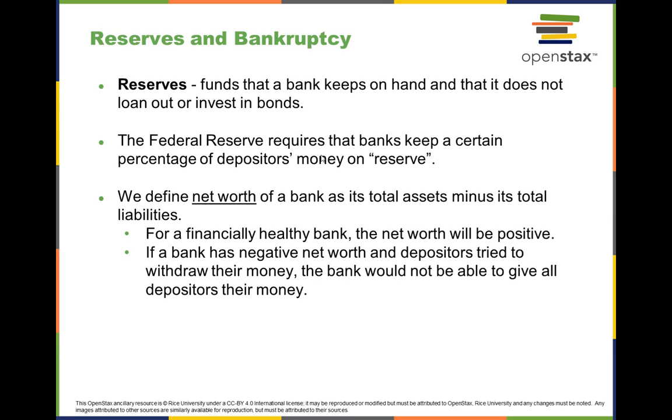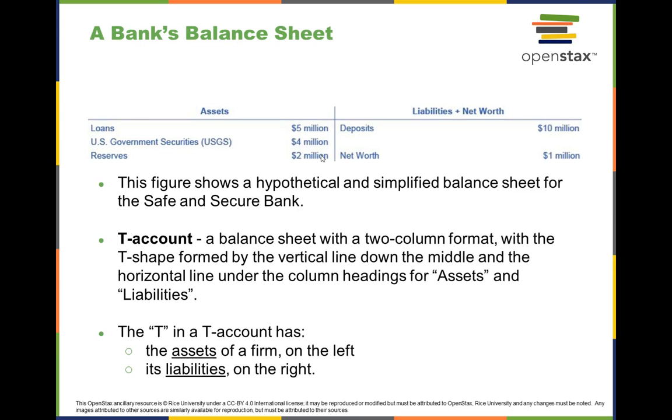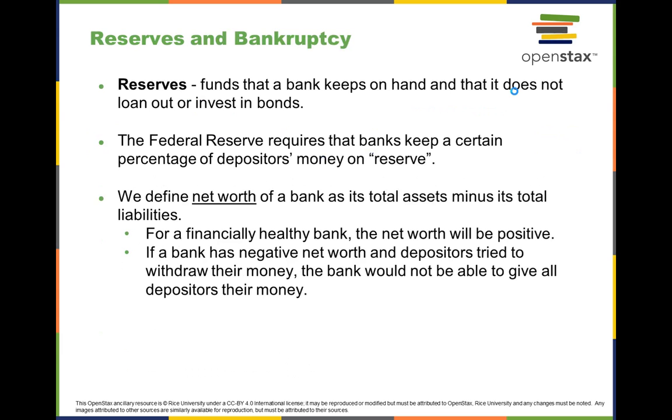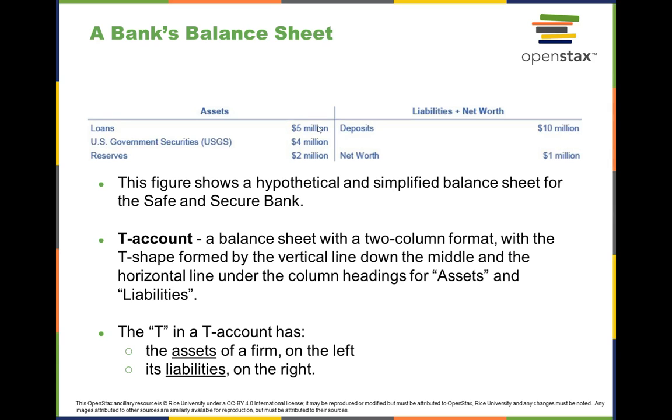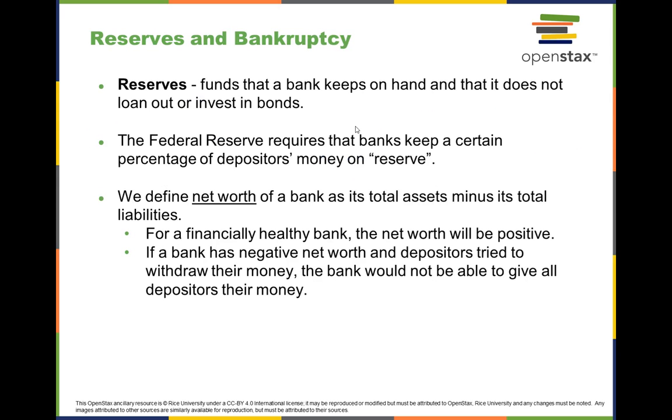Net worth of a bank is its total assets minus its total liabilities. For a financially healthy bank, the net worth will be positive. If a bank has a negative net worth and depositors try to withdraw their money, the bank would not be able to give all the depositors their money. And so if they came back, for instance, if this was a negative number, they're definitely not going to be able to cover it if there's a rush of people to come in to pull out their deposits. Potential problems for a bank is a high rate of loan defaults. What if all the people who have pulled out this $5 million can't repay it? That would be bad.